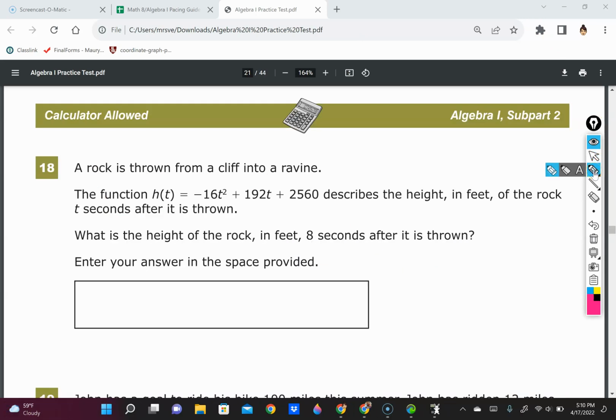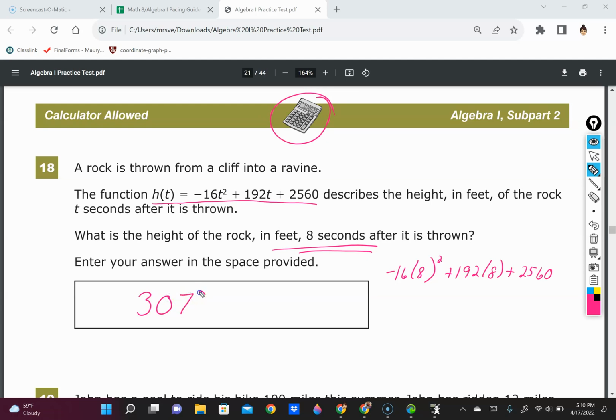Number 18, a rock is thrown from a cliff into a ravine. You have this function that describes the height in feet of the rock at t seconds. Well, if you notice, they're giving you the seconds. What is the height of the rock? So all we're going to have to do is plug this value in. Negative 16 times 8, and it'll give us the height. This is a calculator section, so you can just type all that in, save us some time. 3,072 feet will give us the height at 8 seconds.